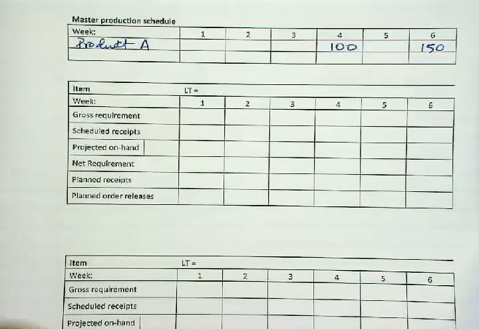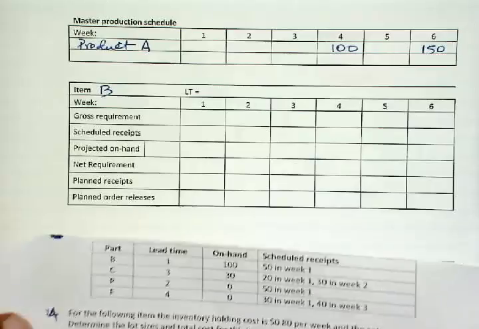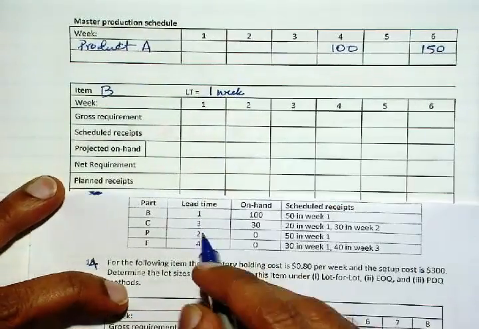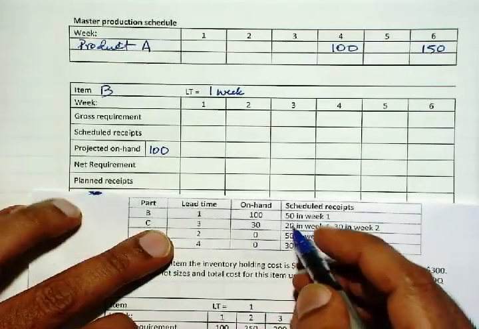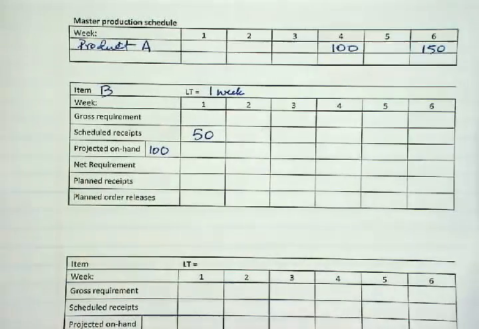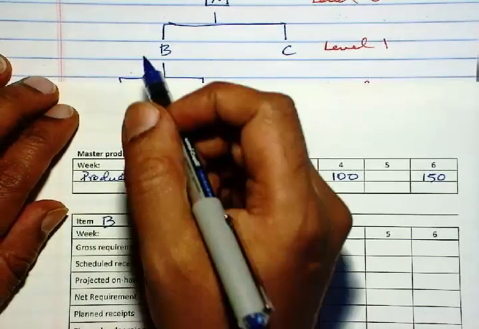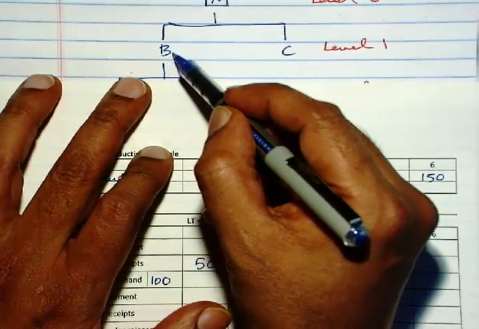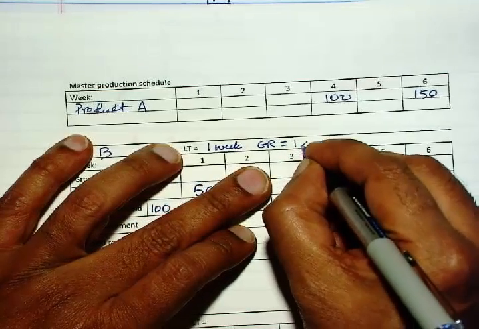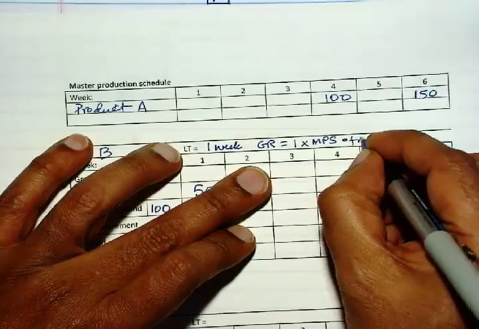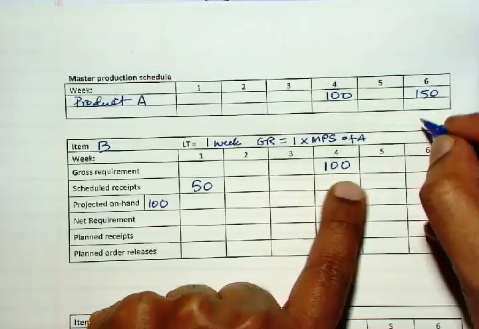Okay, next item is B. Now B, well, lead time is 1 week. On hand available is 100, and we have 50 in week 1 scheduled receipt. Okay, so let's look at what we need for B. You need 1 unit of B for each A. So the gross requirement here is 1 times master production schedule of A. So which means 1 times 100 is here, and then 1 times 150.